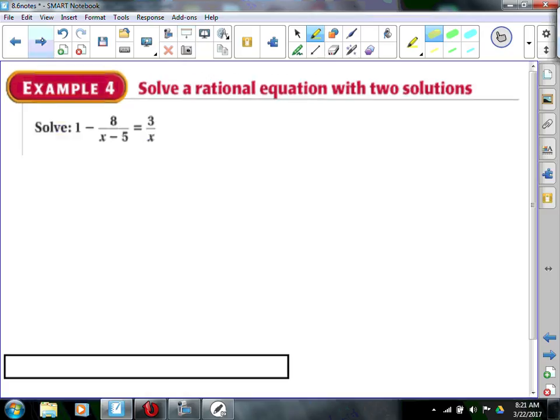Okay. All right. Example 4. I really like this one. 1 minus 8 over x minus 5 is equal to 3 over x.